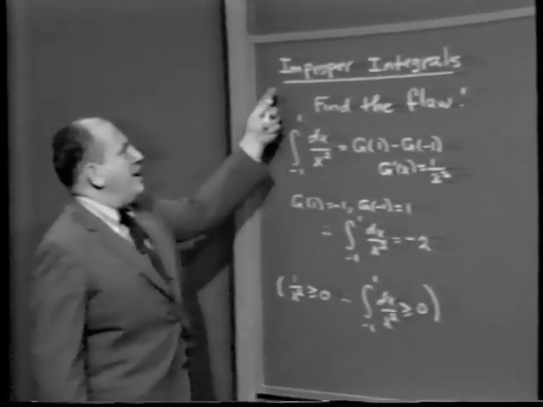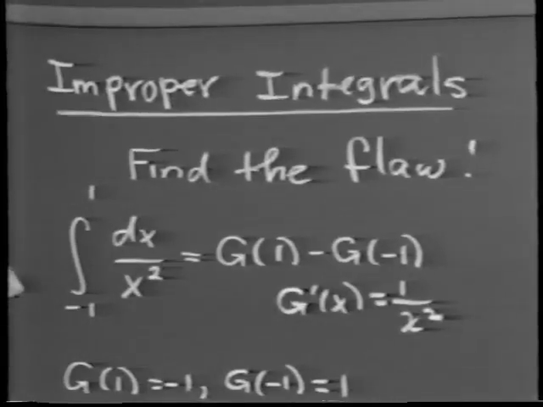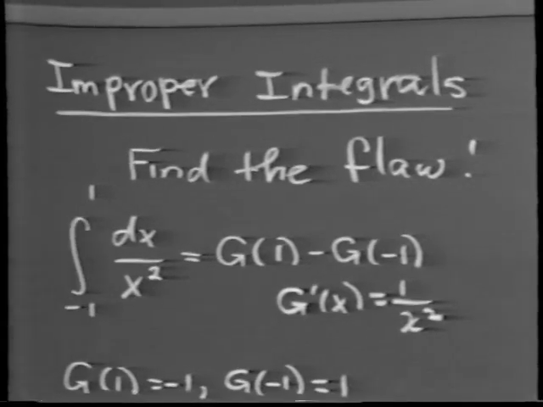Hi. Our topic today sounds a little bit naughty at first glance. It's called improper integrals. And rather than give a long speech about why they're called improper, let me try and start our lecture a little bit differently from our usual approach by giving you a little bit of a mathematical calculus riddle. We'll call our lecture today improper integrals, and we'll start off by saying find the flaw. I would like to integrate dx over x squared from -1 to 1.